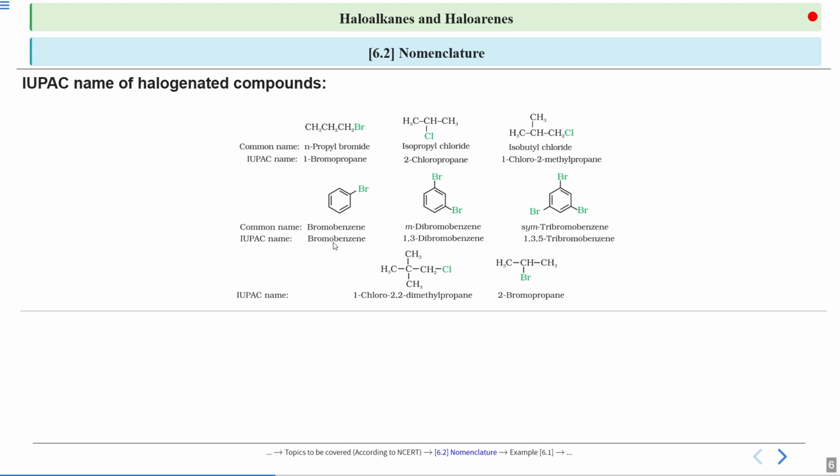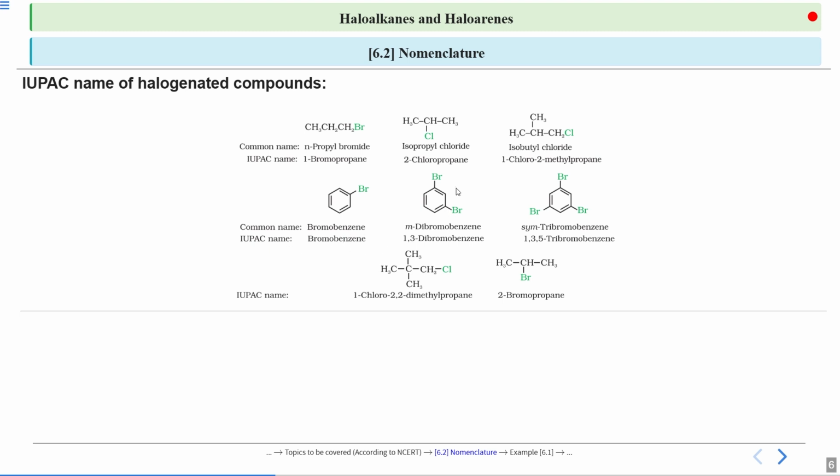Right? Now if we talk about this, you can say aryl halides. When bromine is directly attached to the benzene ring, the common name of this is bromobenzene. And the IUPAC name will also be the same, that is bromobenzene.